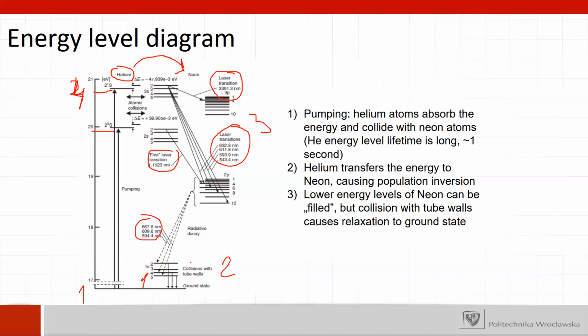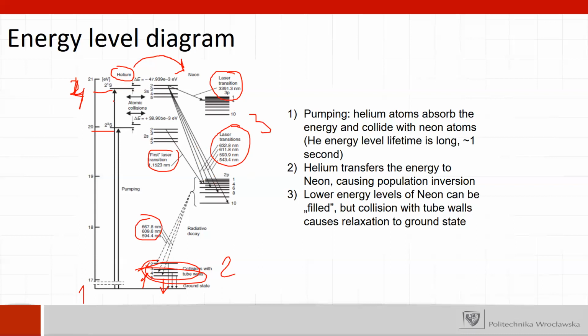So even if this level is filled, it can be emptied by, for example, collisions of the gas with the walls. So this causes relaxation to the ground state. So we can then assume that we have a small number of atoms on this state and a lot of atoms in the upper states. So we have population inversion. So in general, we can define this as a 4-level system with the energy transfer between the helium and neon. And this is a very common way of doing lasers.